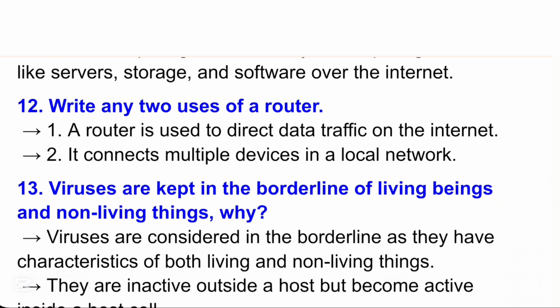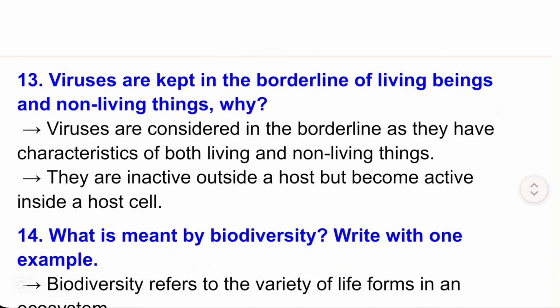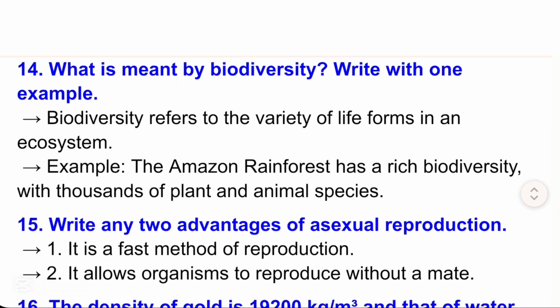13. Viruses are kept in the borderline of living beings and non-living things. Why? Viruses are considered in the borderline as they have characteristics of both living and non-living things. They are inactive outside a host but become active inside a host cell. 14. What is meant by biodiversity? Write with one example. Biodiversity refers to the variety of life forms in an ecosystem. Example: the Amazon rainforest has a rich biodiversity, with thousands of plant and animal species.